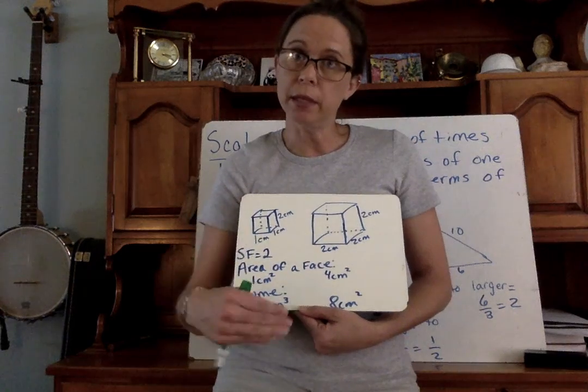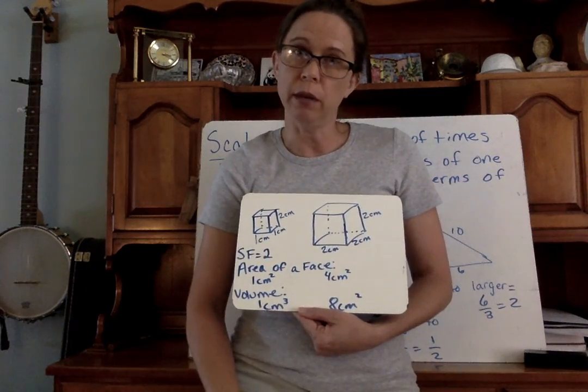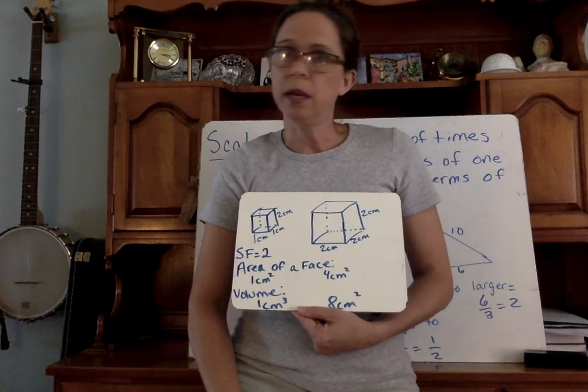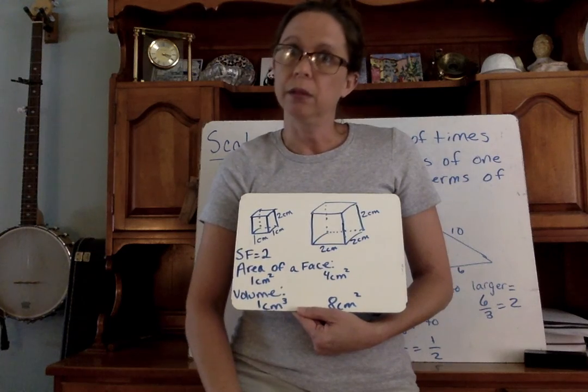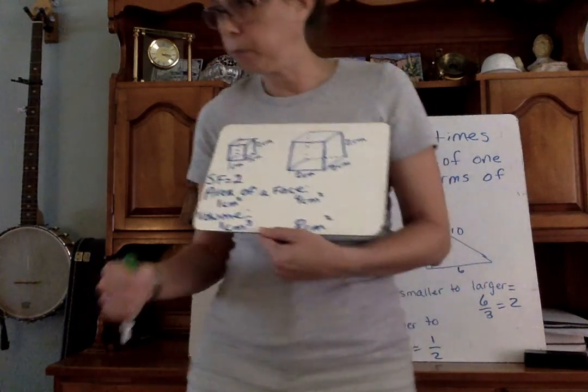If we double the size of something, the lengths of the sides, if we double it, the area and the volume are not also doubled. Okay? So we got to be careful of that.